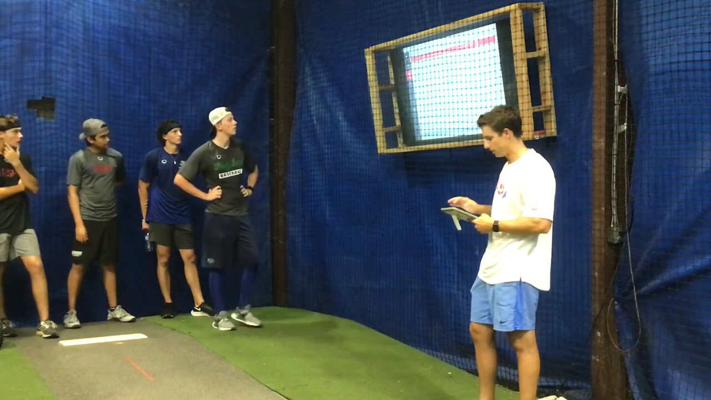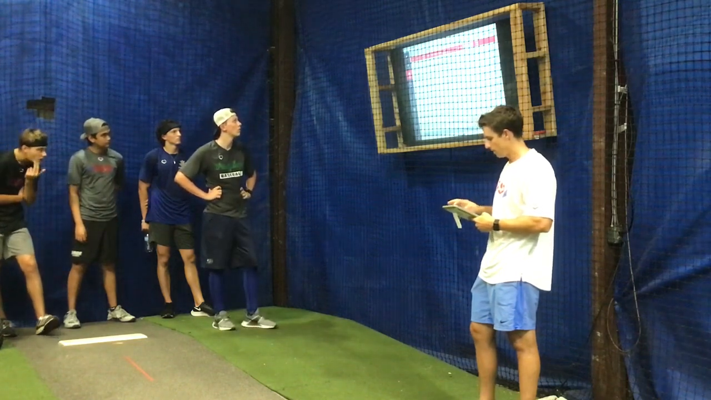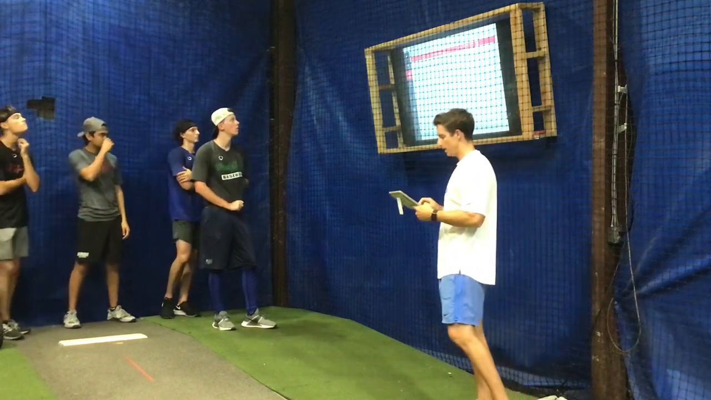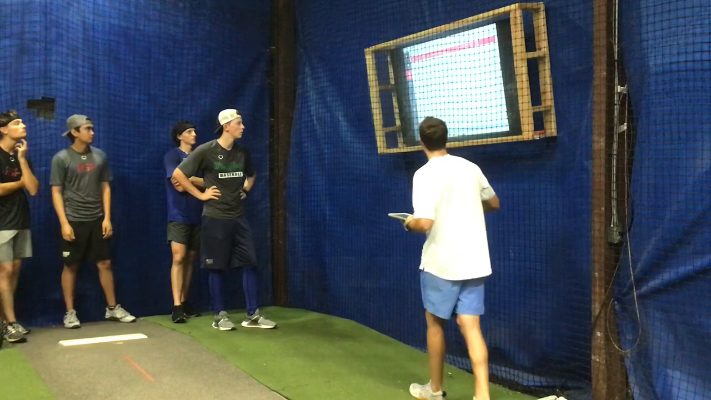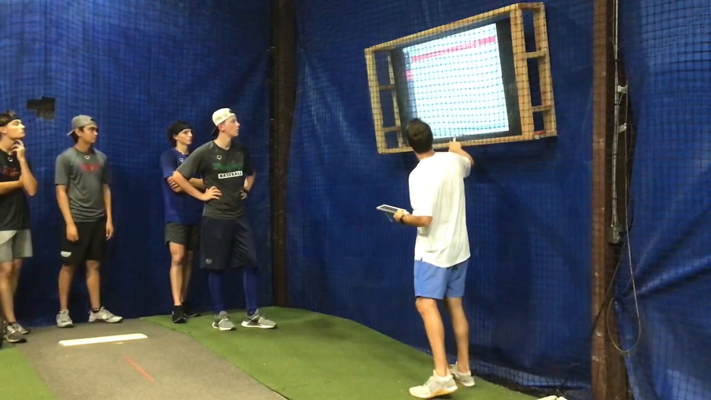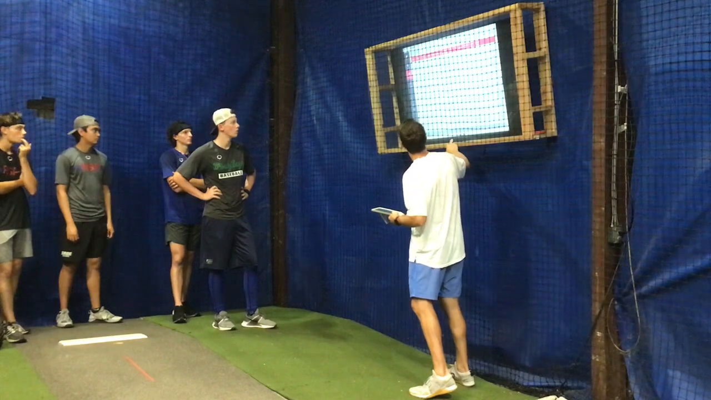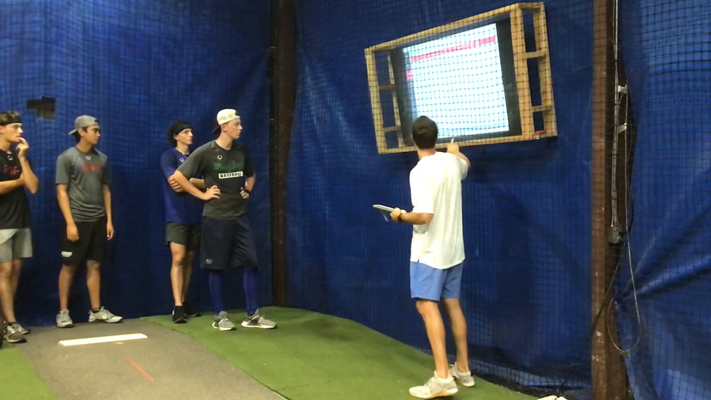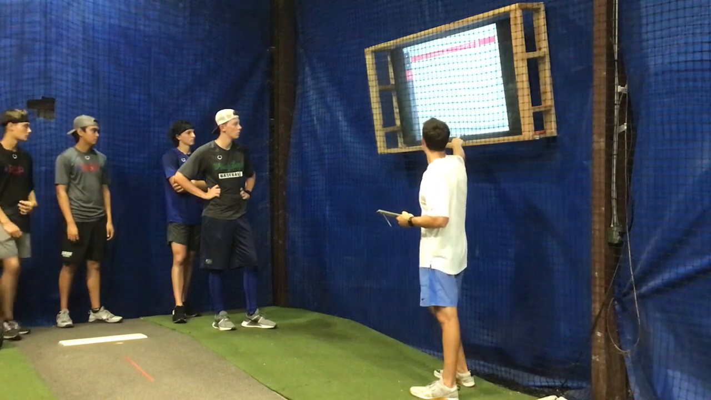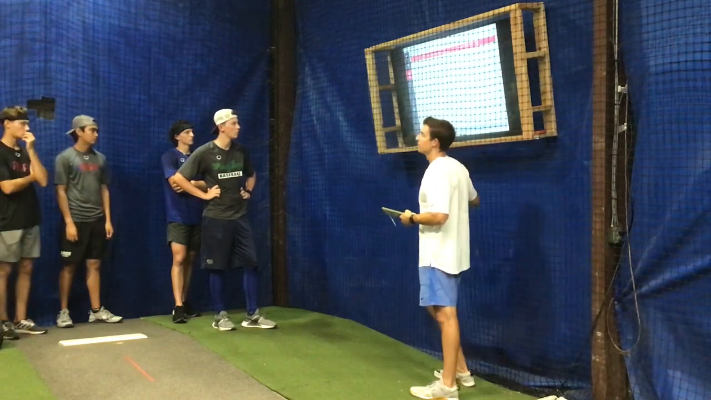If we look at Noah's vertical break on his fastball, we see that he is averaging 19.1. This is from his bullpen this week. He's throwing 78 in the bullpen, and he's averaging 19.1 inches of vertical break.